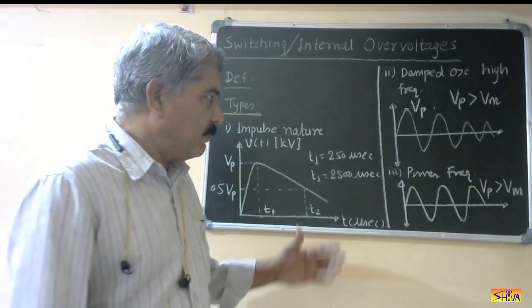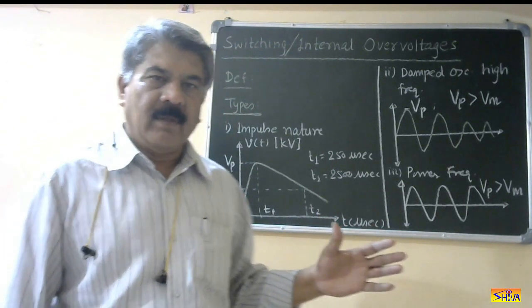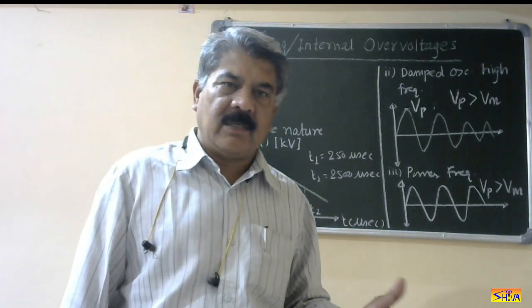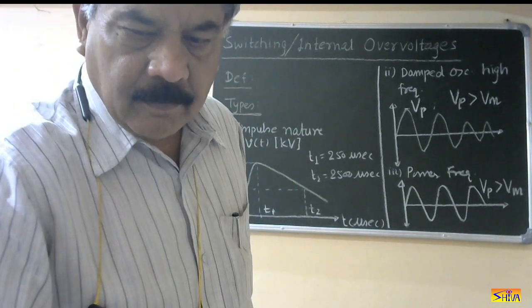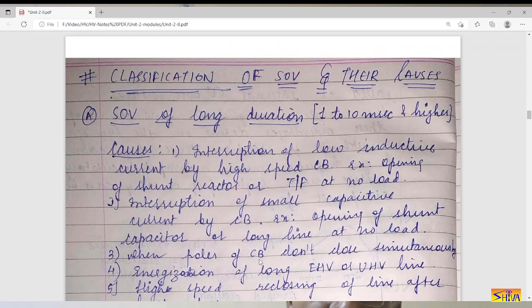Now let us see the causes of these switching over voltages and how we protect the system against these switching over voltages. Classification of switching over voltages and their causes. First is switching over voltage of large duration. The duration is 1 to 10 milliseconds and higher.